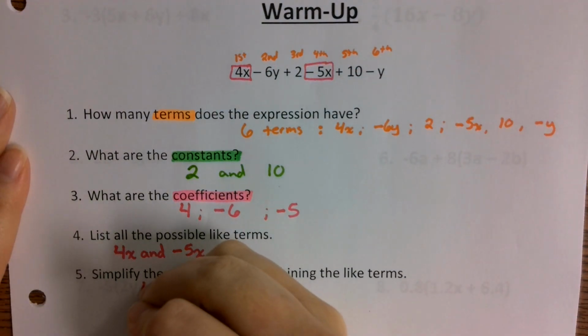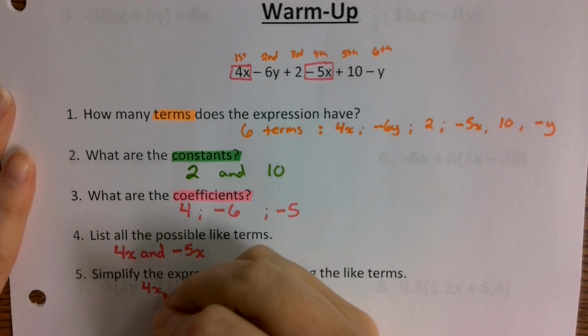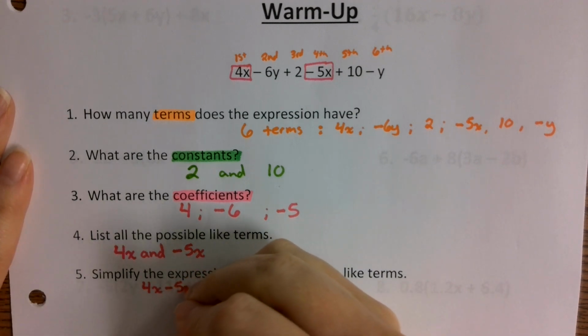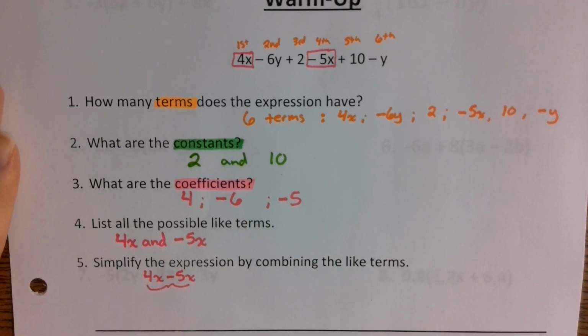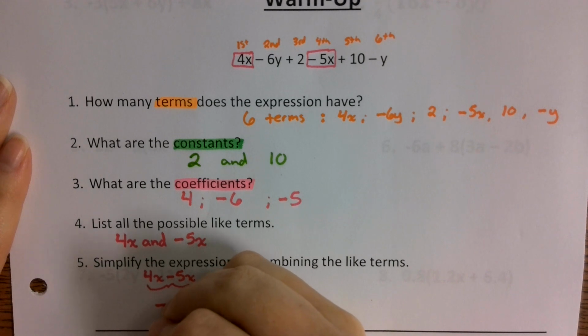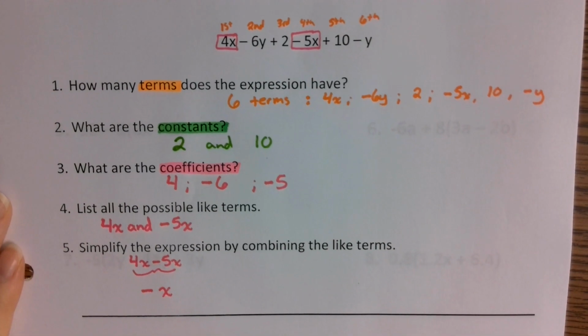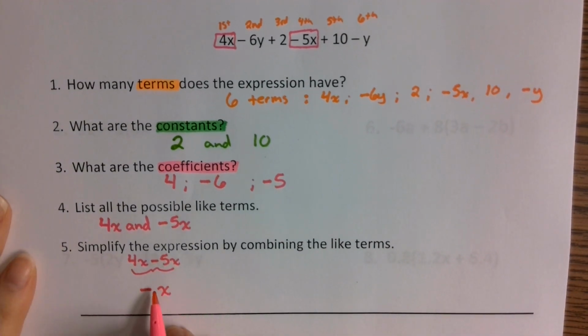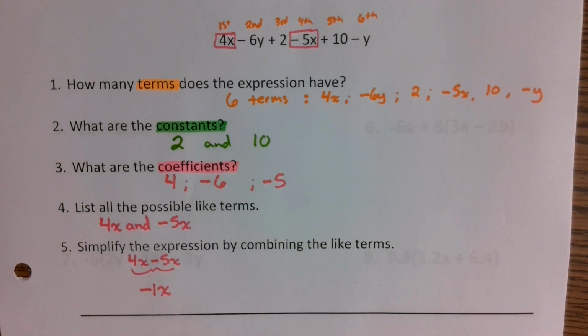And I'm going to write them down here because problem 5 wants me to simplify by combining those like terms. So I'm going to do 4x minus 5x. 4x minus 5x comes out to a negative 1x, or just a negative x. I don't have to write the ones. Remember, you do not have to write your ones. If you want to put a 1, that's perfectly fine. In fact, I'll write it the first time, and then I'll show you what it looks like all together without the 1 written.